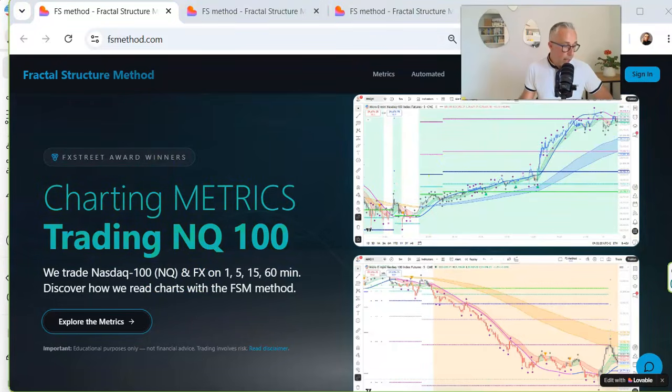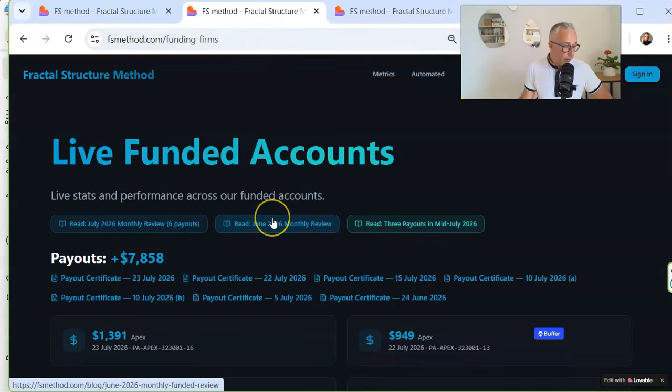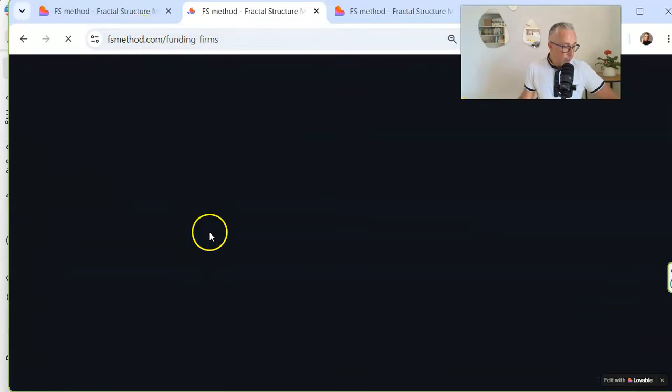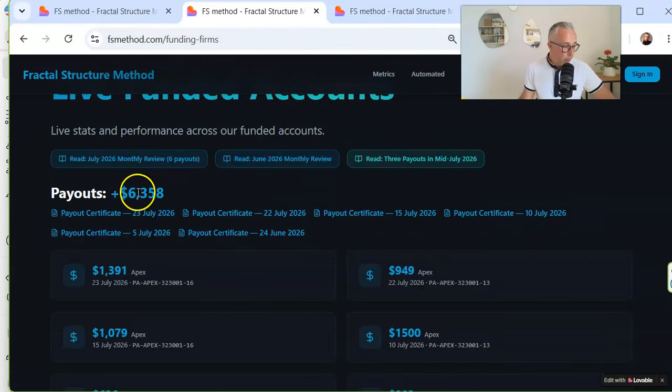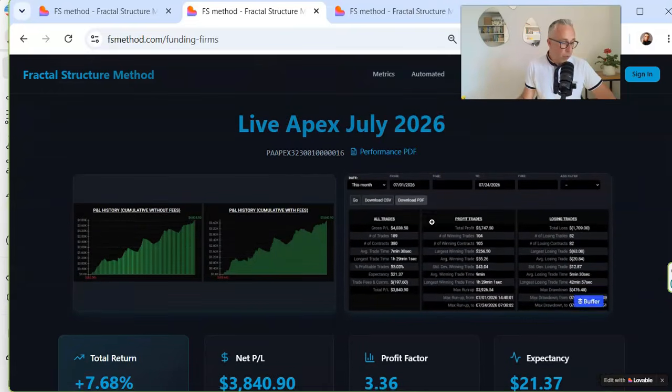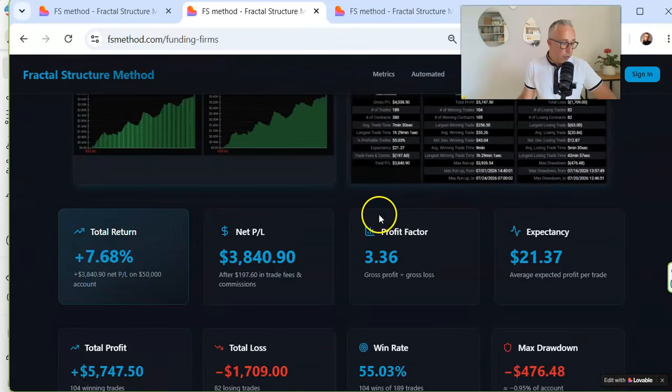And here you see the results of the live funded payouts, okay? Let me refresh the page. It was a small error. There we go. You see almost 6,500 there, and the performance for May and June. So you can see low drawdown, 1% up to 1.7%, but earning 6-7% this month.